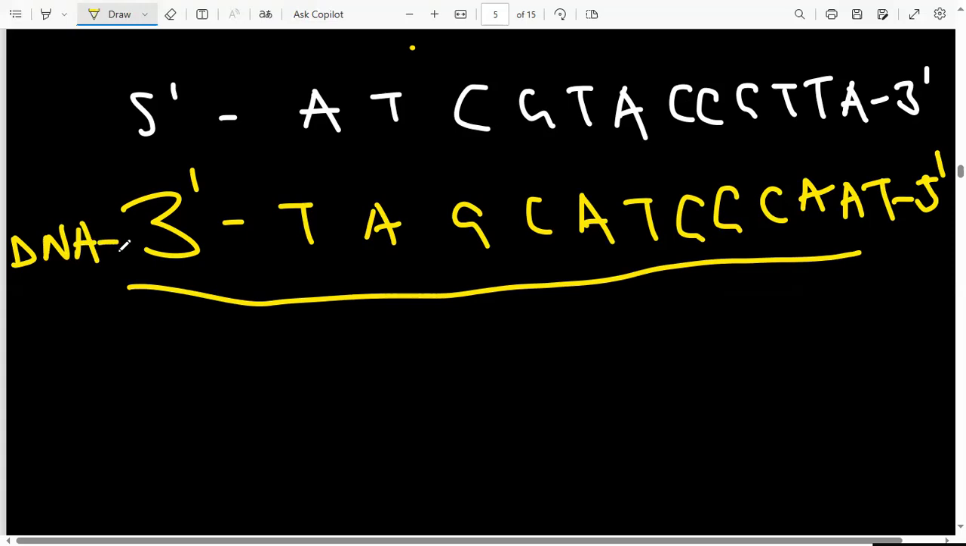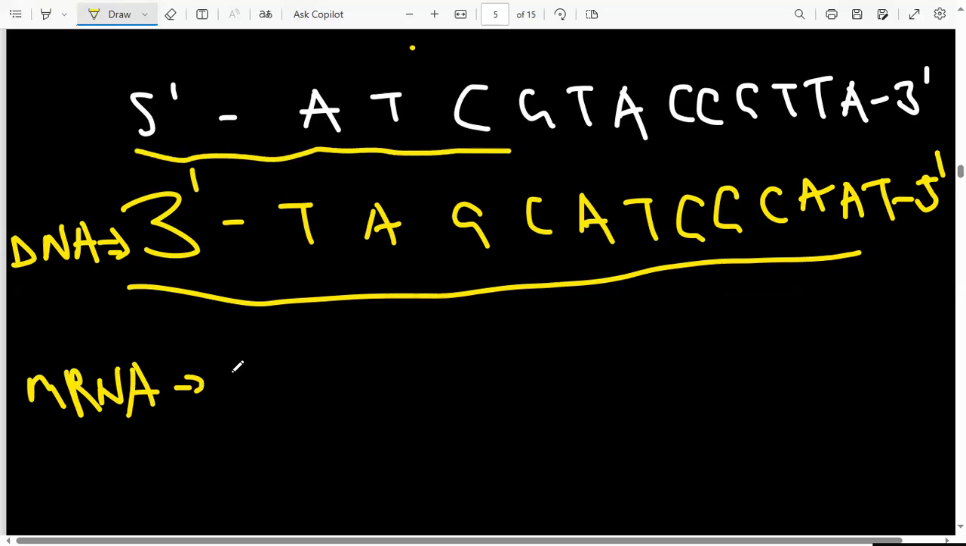And then from here now, we can find our mRNA. So let's find the mRNA sequence. The mRNA sequence from 5' to 3' will be the same as this strand here. So we are going to say 5', and then we are going to be using this strand now to find the complement.